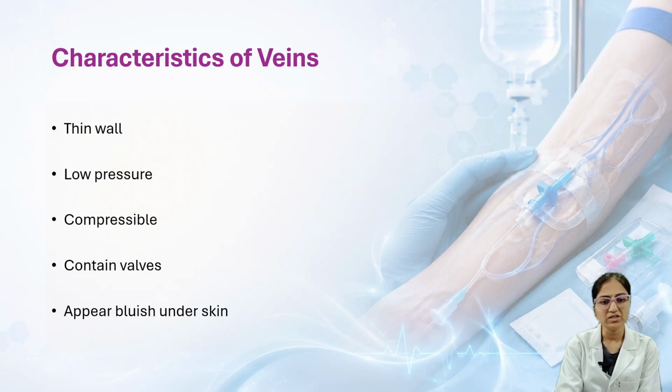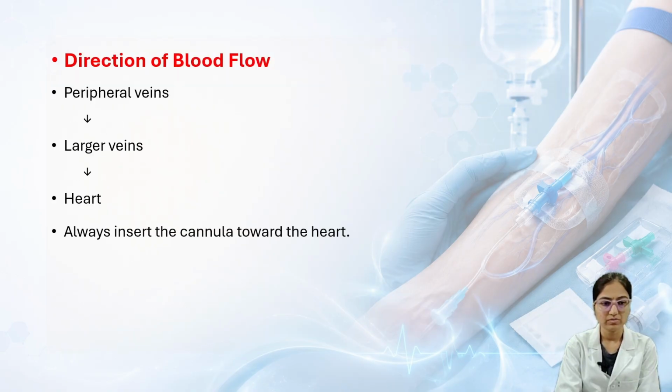Next we'll see the characteristics of veins. Veins are thin-walled and low pressure, compressible, contain valves, and appear bluish under the skin. These are all the characteristics of veins. Now, direction of blood flow. Peripheral veins lead to larger veins and then the heart. So always insert the cannula towards the heart.